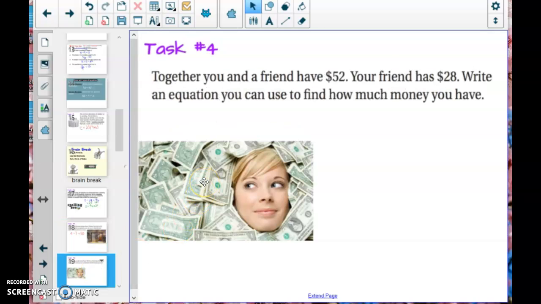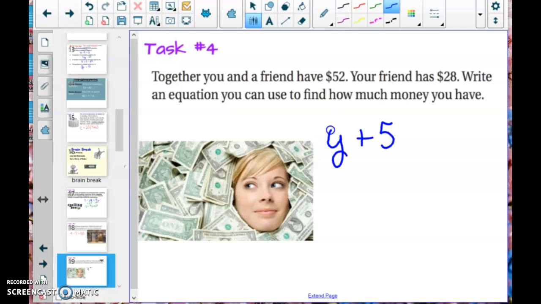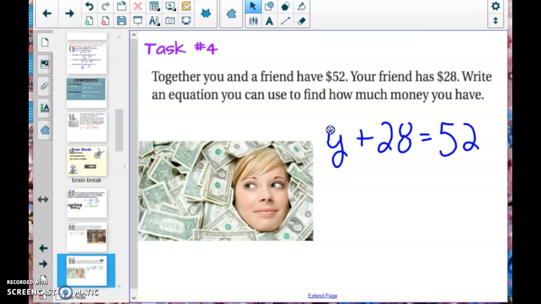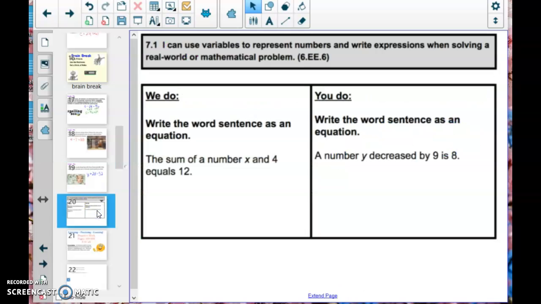Task number 4, together you and a friend have $52. Your friend has $28. Write an equation you can use to find how much money you have. Well, we'll say that you are Y plus 28 would be how much your friend has to sum to 52. So that would be the equation that you could use to find how much money you have compared to how much your friend has.